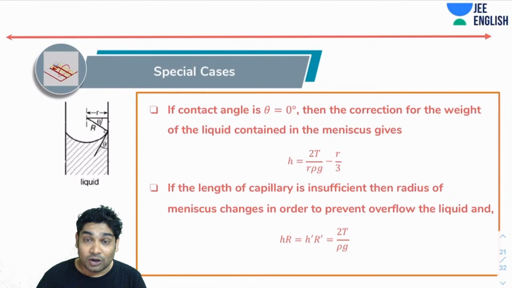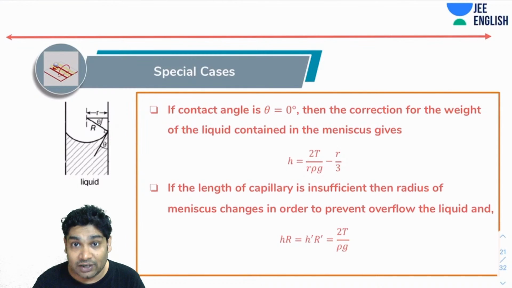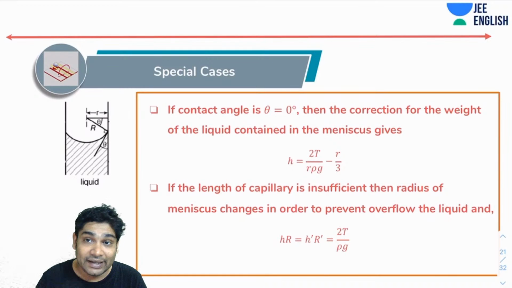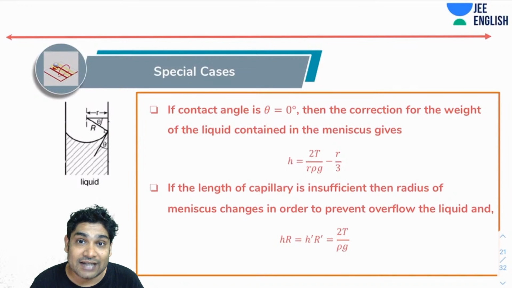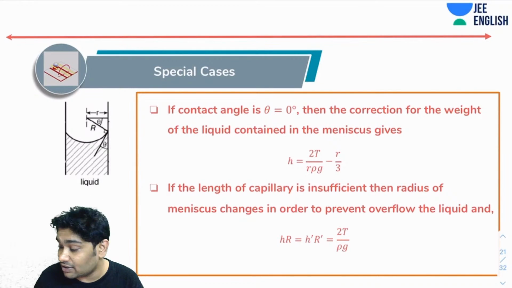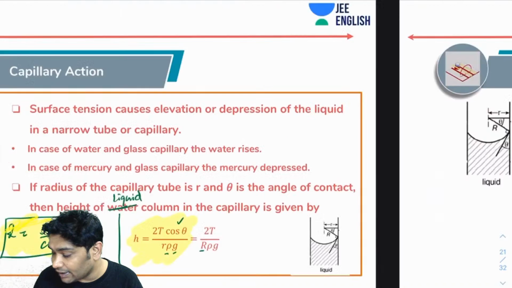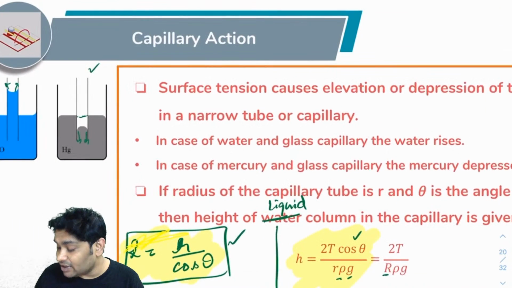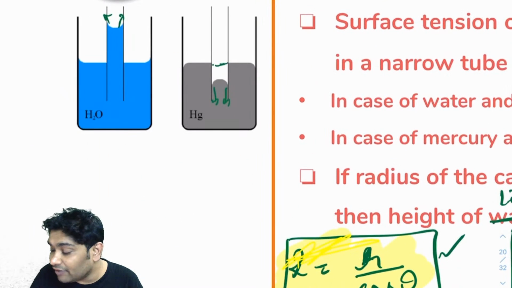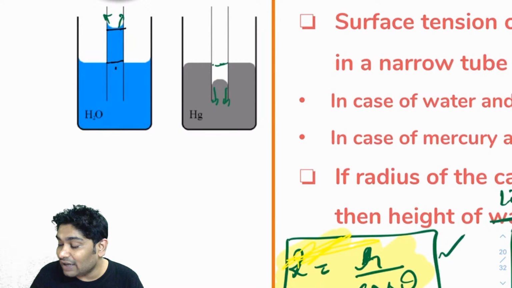Alright, now we're going to talk about two special cases. If the contact angle is 0 degrees, then there is a correction that is added for the weight of the liquid in the meniscus. So what you will notice is that in the earlier case, when we derived this equation, we drew an FBD of this section of the liquid, and we said that the forces acting on this are the atmospheric pressure from here, the atmospheric pressure from here. Again, why is the pressure atmospheric here?